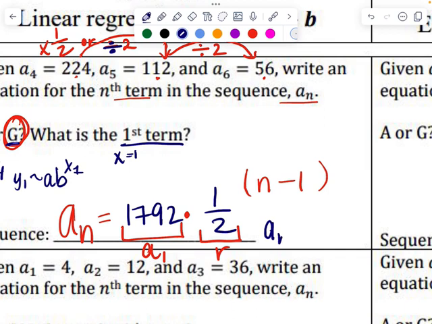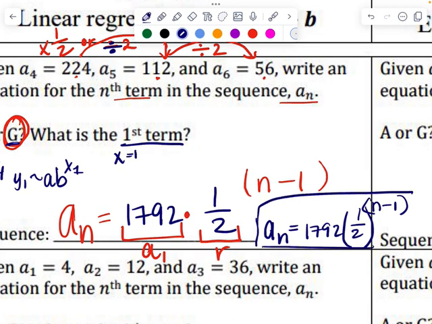I could also write it this way. 1792, in parentheses, your multiplier. And then n minus 1. So that's another way you might see it without the dot.